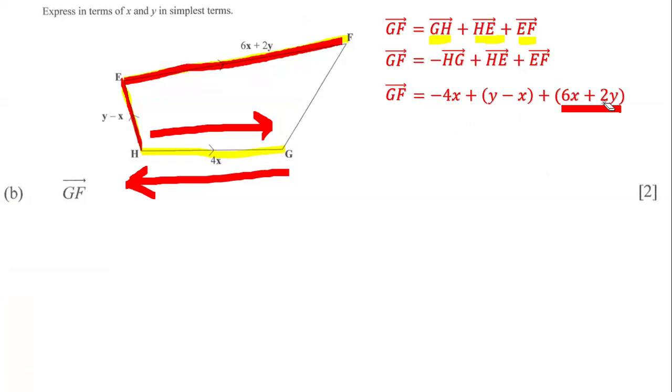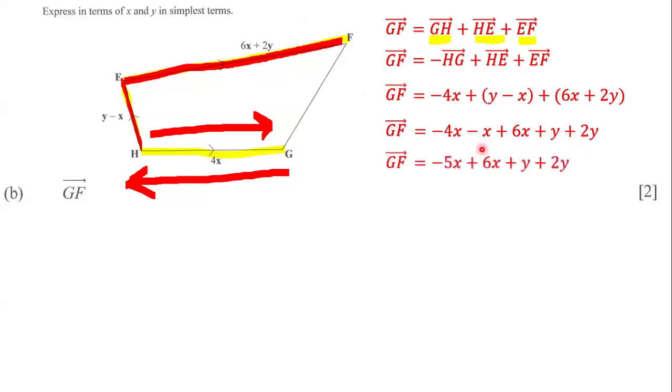So let me remove this. And so we're going to simplify this expression. Well, let's bring all the x's together, and then we're going to bring all the y's together. So we have negative 4x, we have a negative x, we have 6x here. We have y here, we have 2y here. And so we have negative 4x minus x plus 6x plus y plus 2y.